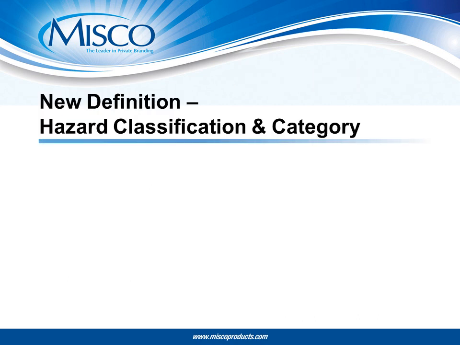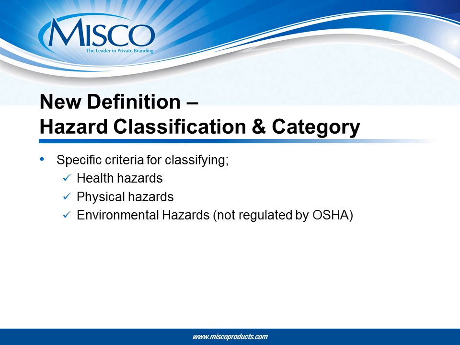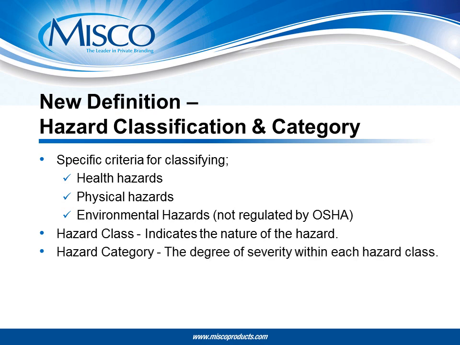Let's take a look at some new definitions, starting with hazard classification and category. Specific criteria for classifying agents includes health hazards, physical hazards, and environmental hazards, which are not regulated by OSHA. Hazard class indicates the nature of the hazard. Hazard category is the degree of severity within each hazard class, 1 being the most severe and 4 being the least severe.